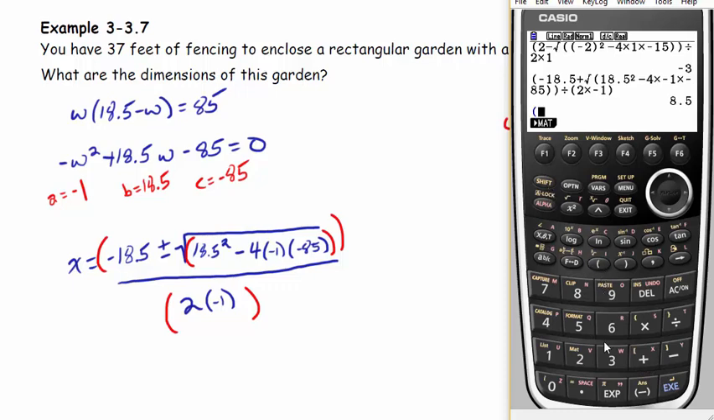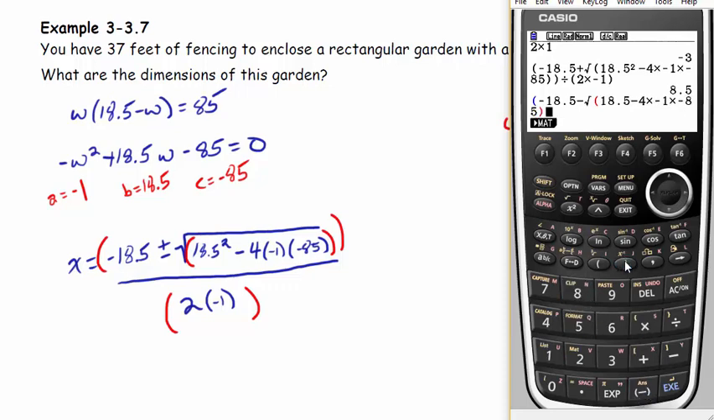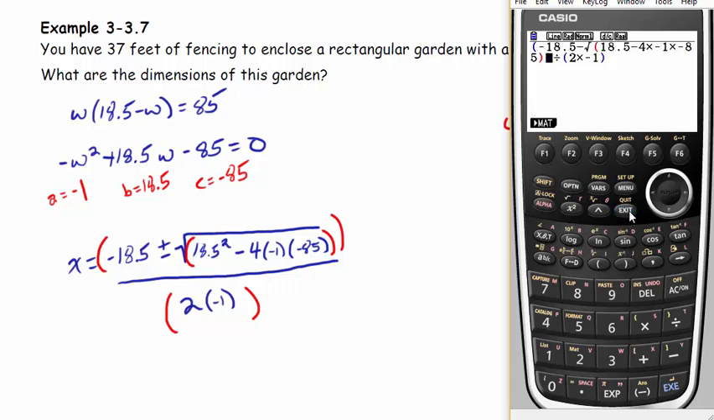Okay, let's do the same thing for our second root. So I'm going to open the parentheses for my numerator, negative 18.5 minus this time the square root, open the parentheses to begin our radical, 18.5 minus 4 times -1 times -85, close them for our radical, close them for our numerator, divided by, open them for our denominator, 2 times -1, close them there. Oops, and I have done something incorrectly. Let's see here. Negative 18.5 minus the square. Oh, I never squared my 18.5.